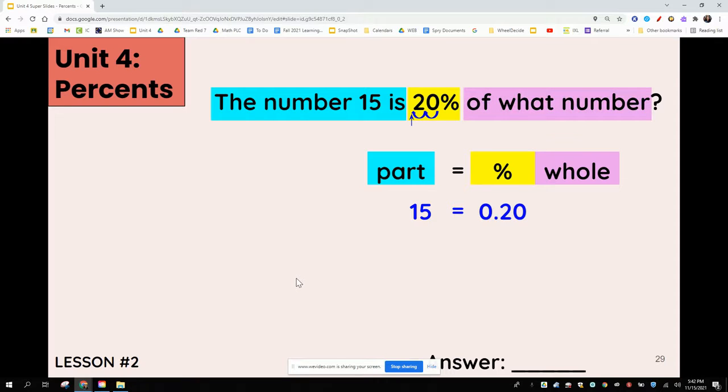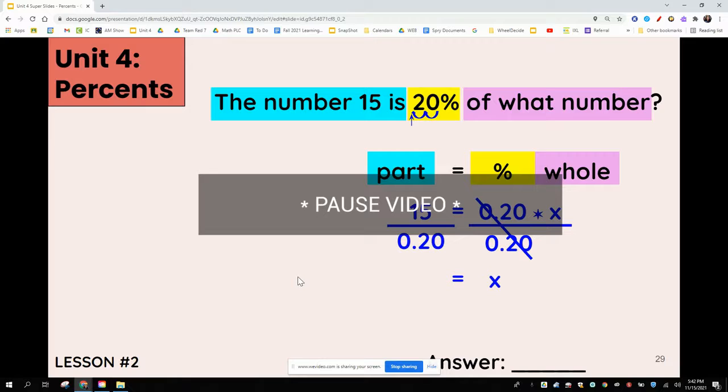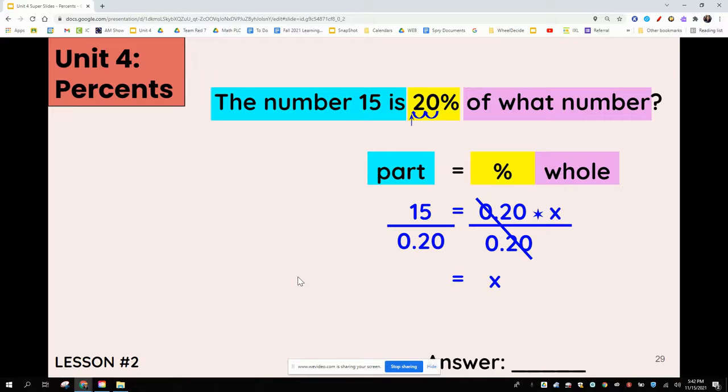Of what number? Okay, I don't know the whole number, so I'm going to put an X there. Right now, X is being multiplied by 0.20. So I'm going to divide both sides by 0.20. I cross off the 0.20s, and now I have X by itself. All right, on your calculator, please type in 15 divided by 0.20. All right, you should have gotten 75. The number 15 is 20% of 75.